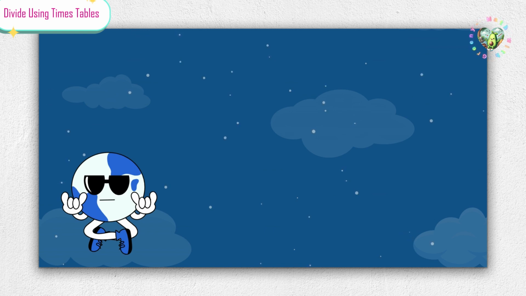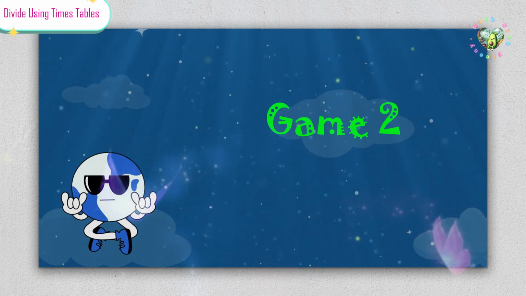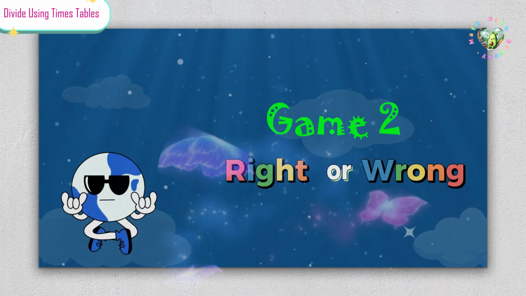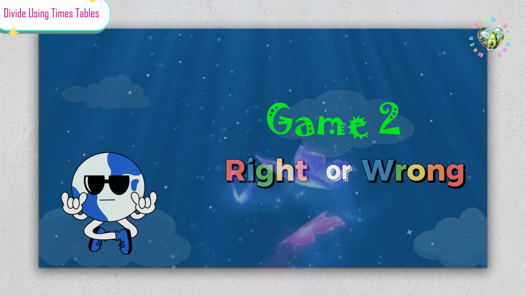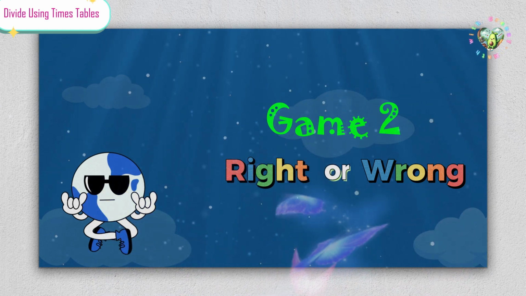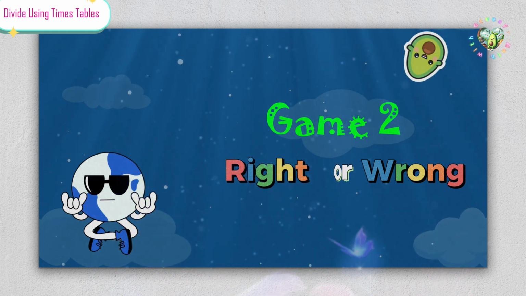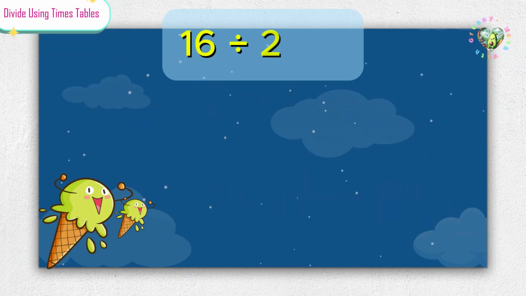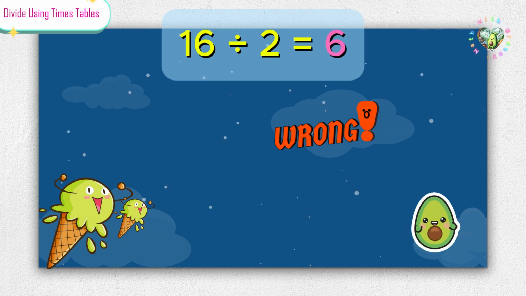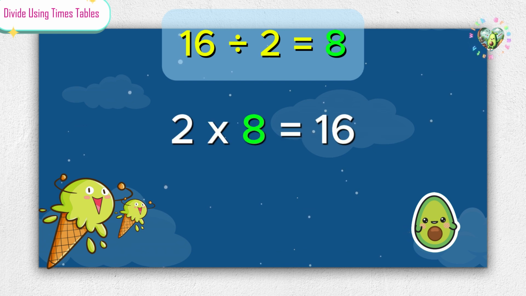Now it's time for a new game. This time, I'm giving you a division problem with an answer, and you get to say if it's right or wrong. Ready? Ready. Let's go. Okay, first one. 16 divided by 2 is 6. Wrong. It's 8, 'cause 2 times 8 is 16.